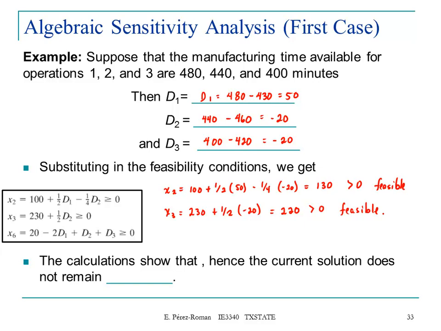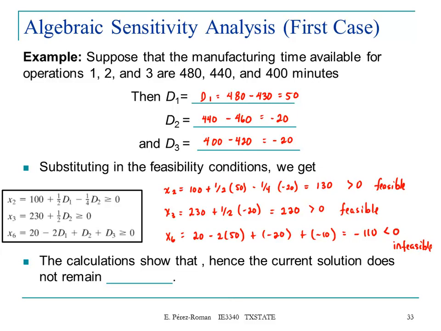Now let's check x6. This is 20 minus 2 times 50 plus minus 20 plus minus 10, and that is equal to minus 110. That's negative, so that's less than 0, and that is infeasible.